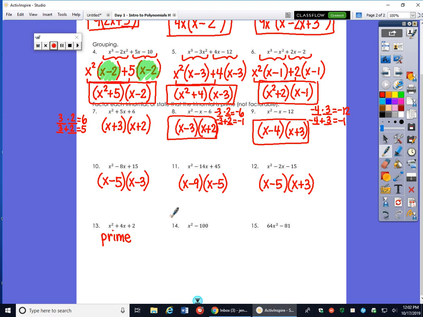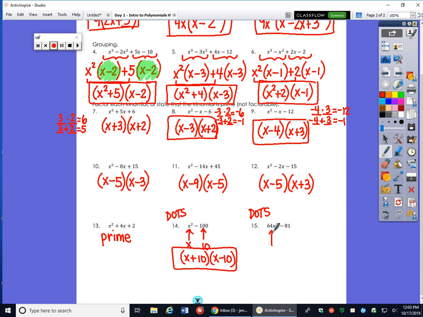All right, 14 and 15 are our difference of two squares problems. You have to know your perfect squares. This is a perfect square of x. This is a perfect square of 10. So your answer is x plus 10 and x minus 10. You take both terms and you add them, and you take both terms and you subtract them.